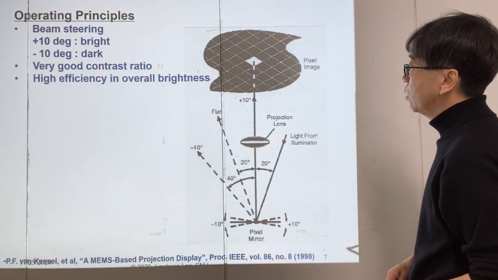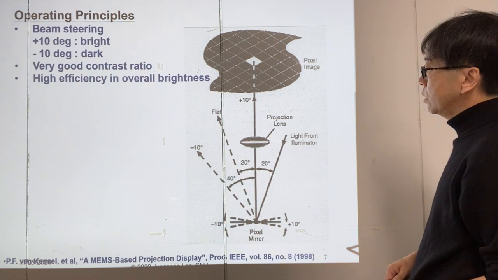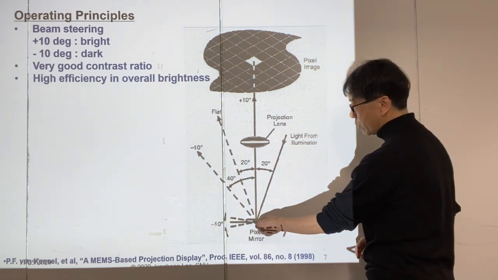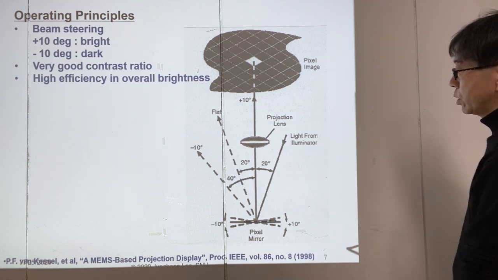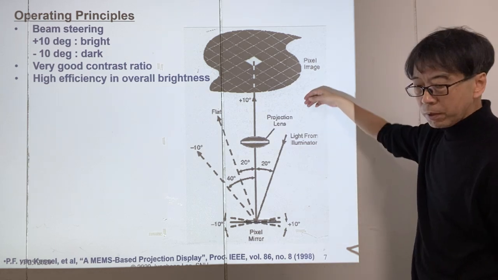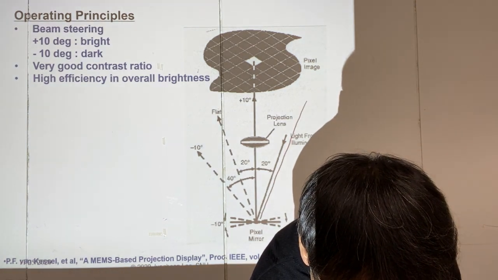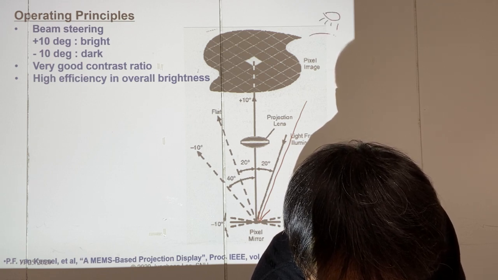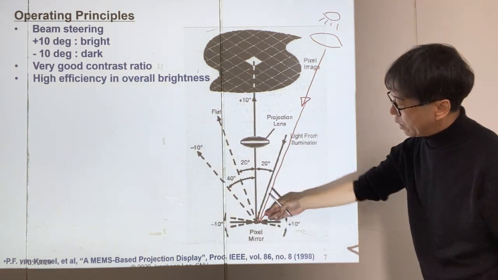Basically, what they do is they steer the light. Initially, if you leave your mirror at 0 degrees, light will come into the picture. The light is illuminated from this way. How is that possible? Well, there's a light source and the lens that carries this ray of illumination here.